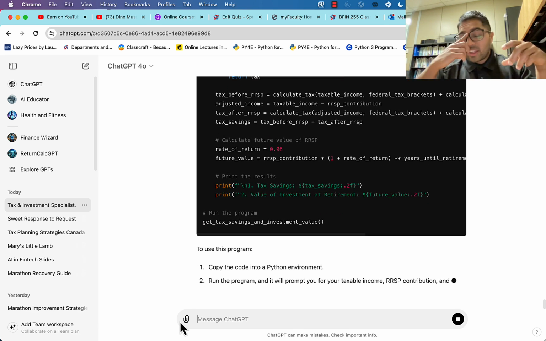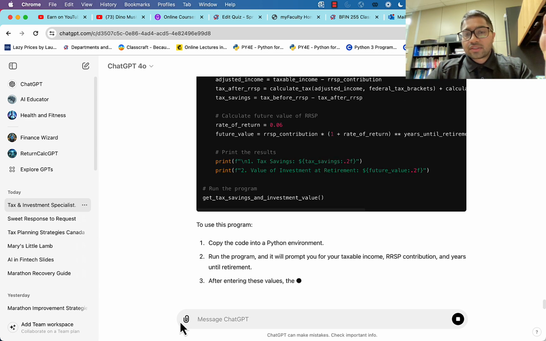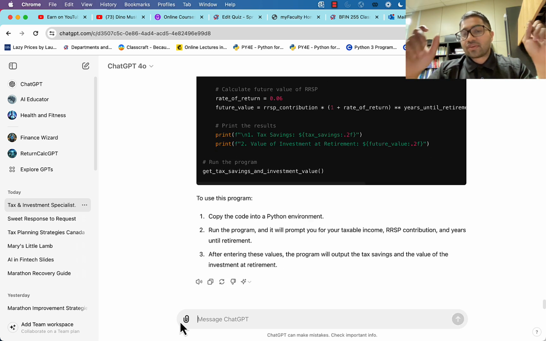You get information from the client, right? How much you want, what is their taxable income, how much money they're putting in RRSP, and this program will calculate their tax savings and will show them, right, how much will be the value of those investments, right, when they retire. So simple as that. No need to code. You can copy paste this code in a Python environment, run the program, it will ask you some inputs, and that is that, right?